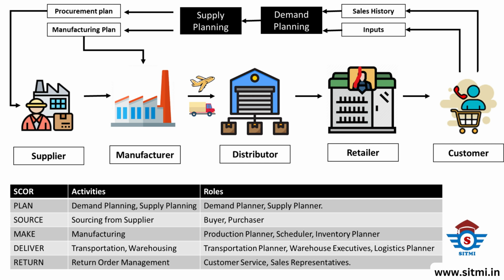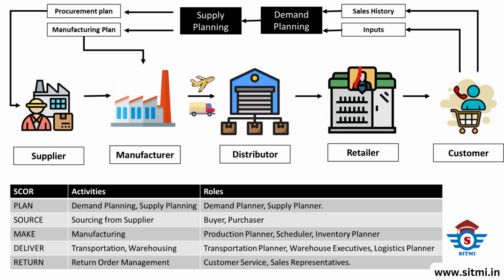The third process is make. Make is nothing but manufacturing of the finished product. Now, who is involved in the manufacturing process? Basically production planners, production schedulers and inventory planners play a major role in the make process. The fourth process is deliver. In the deliver process, you know that transportation and warehousing play a major role, and that role is performed by multiple employees like transportation planners, warehousing executives and logistics planners in a company.